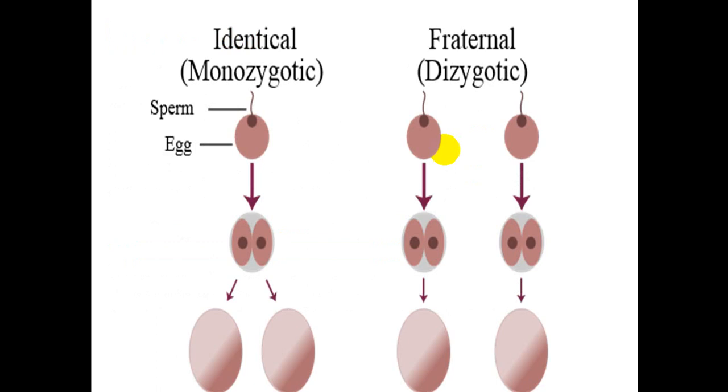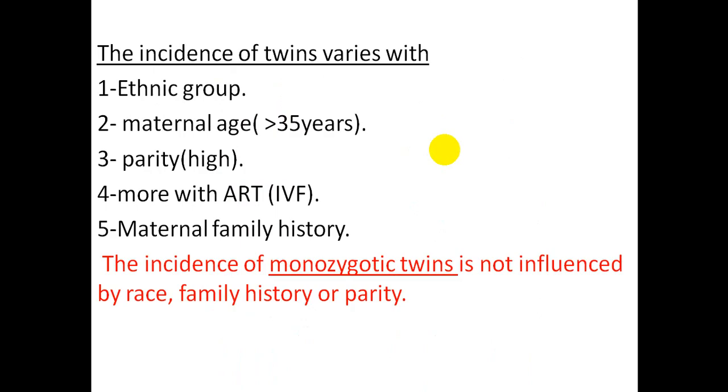This diagram reveals the identical twin, which is called monozygotic, and the fraternal, the dizygotic twin. You see the identical twin: one sperm, one egg, while the dizygotic: two eggs and two sperms. The incidence of twins varies with ethnic groups, maternal age more than 35 years old, parity (high parity), and is higher with assisted reproductive techniques like IVF and maternal family history. The incidence of monozygotic twins is not influenced by these factors. That's to say, the non-identical twin will be affected by these factors.